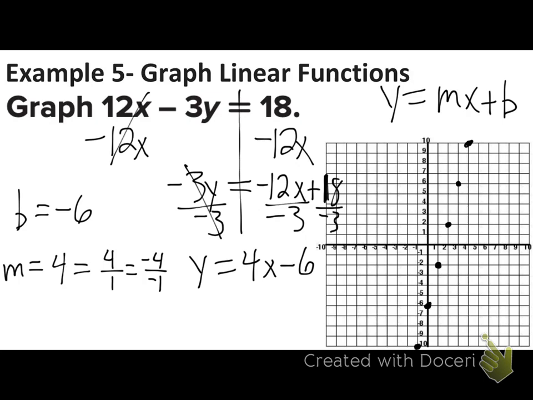Once again, when you're doing this by hand on paper, I want you to get as many points as you can on the graph. Okay? Once I fit all the points that I can, use your straight edge, use your ID to get a straight line. Put your arrows on your line. And there's my graph of 12x minus 3y equals 18.